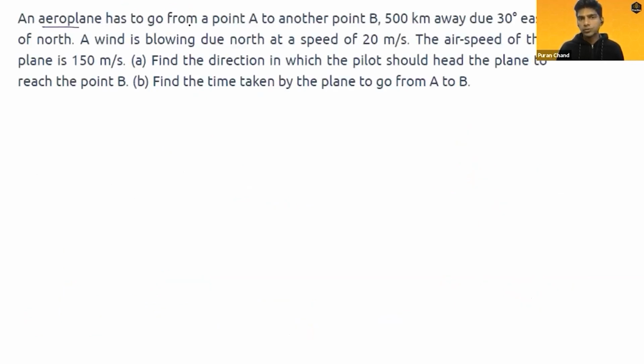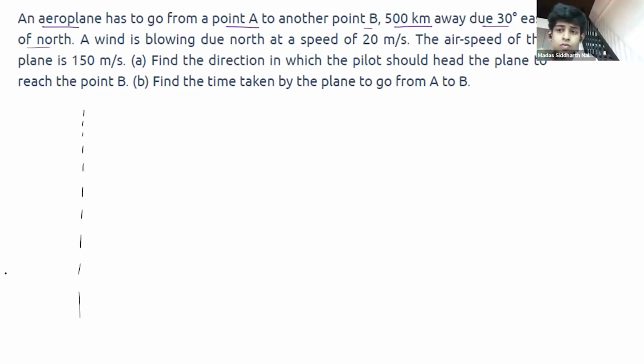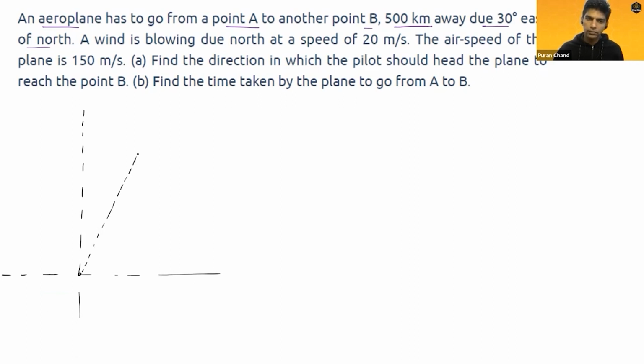An aeroplane has to go from a point A to another point B, 500 kilometers away, due 30 degrees east of north. Let me draw it once. Suppose it starts from here, 30 degrees east of north, so in this particular direction it goes. So this point is B, this point is A. Is this clear? This is your north direction, this is your east. And the distance between A and B is given as 500 kilometers.